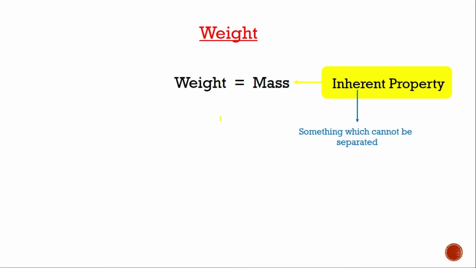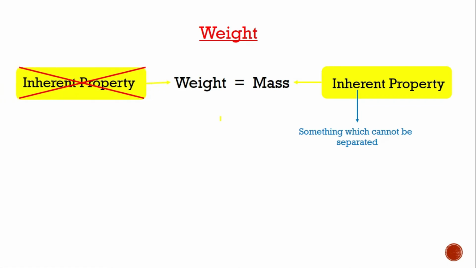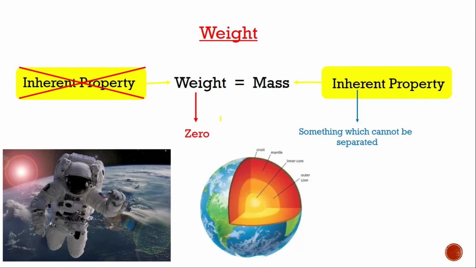Here, inherent means something which cannot be separated. So mass of an object cannot be separated from that object, no matter the place or condition. But weight, on the other hand, is not an inherent property, which means that it changes depending upon the place and condition. Do you know there are places where our weight will be zero? Like in space or at the center of the earth, everything will have a weight of zero magnitude.